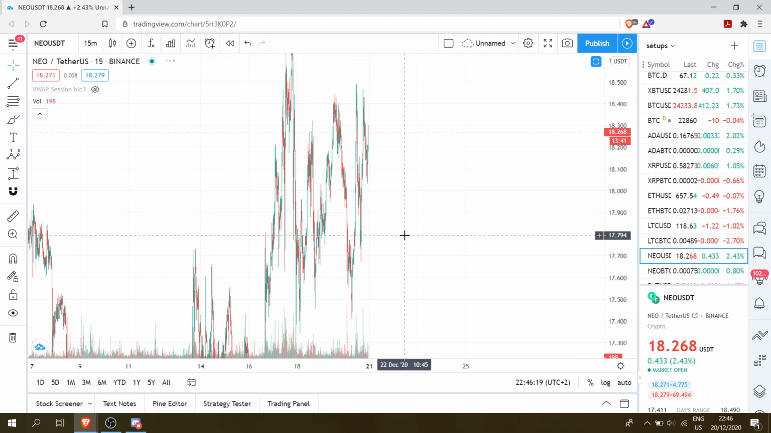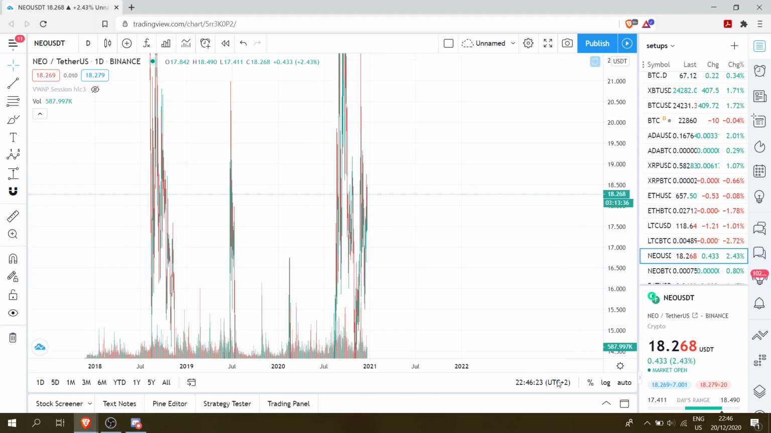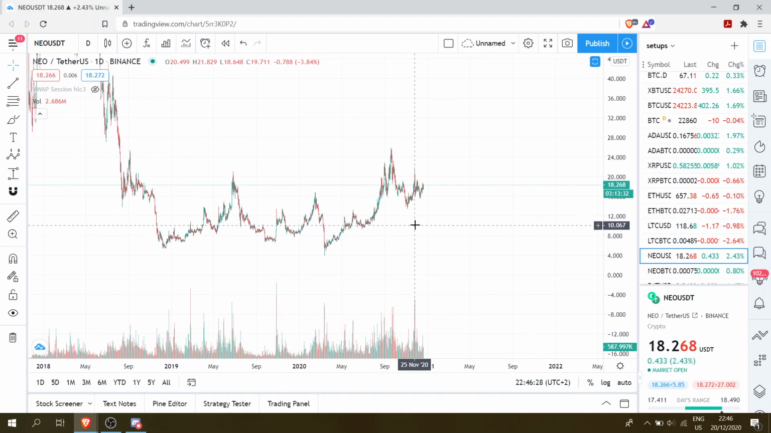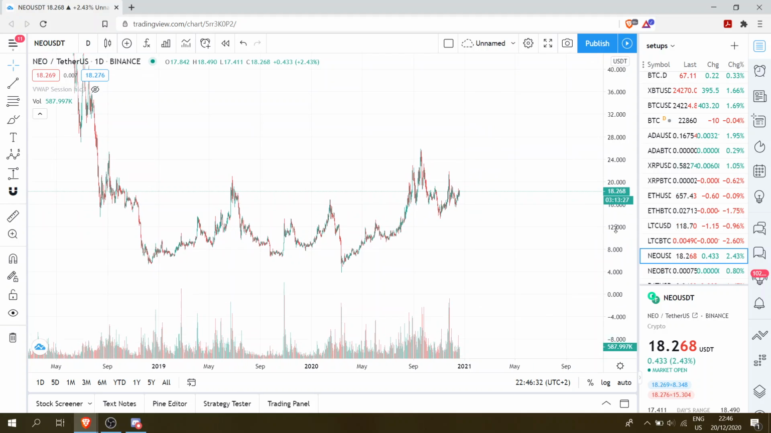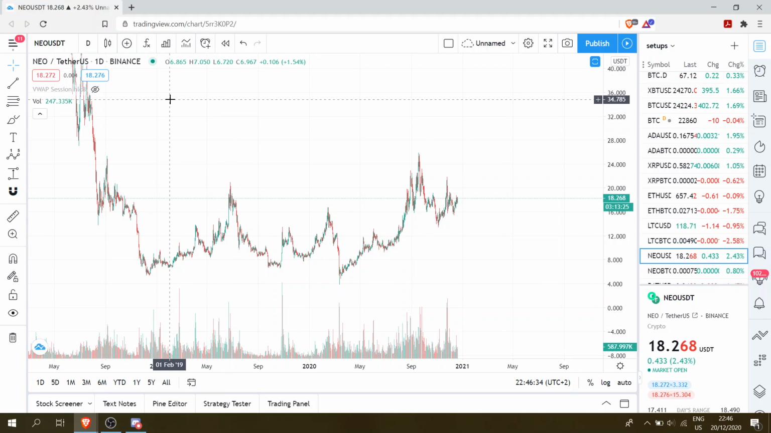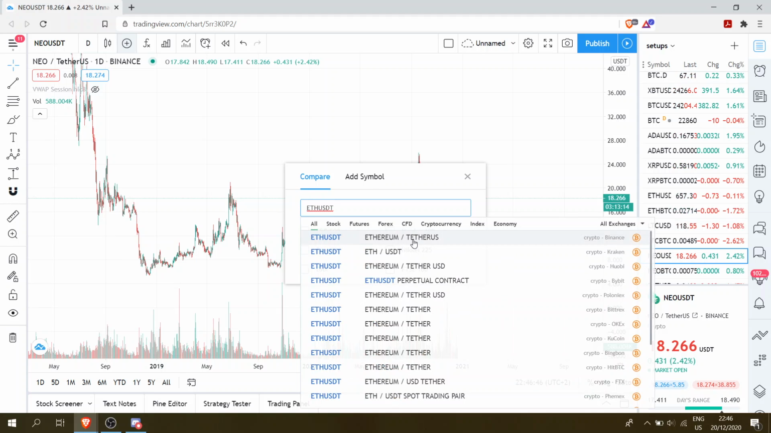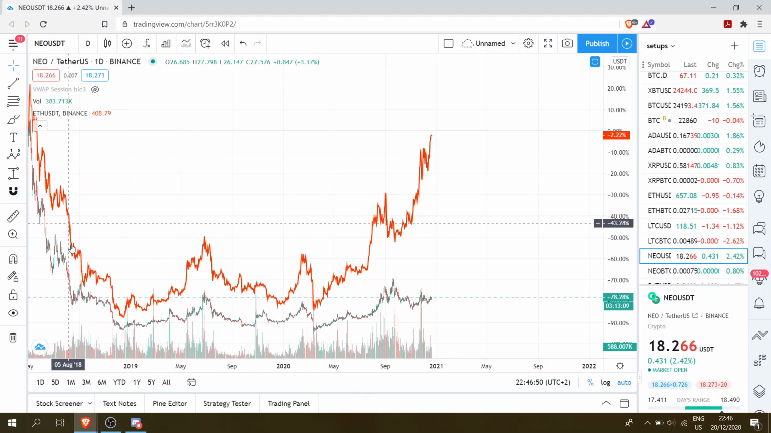Looking forward to my NEO call playing out. Let me get into this one, a very quick explanation of what I'm looking for. Basically, what I'm looking for here is NEO to follow leading coins such as Litecoin and Ethereum. And let's compare it to Ethereum, and please take a look at how similar.